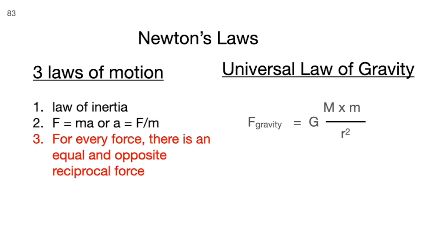The third law states that for every force there is an equal and opposite reciprocal force. Now, in the case of the interaction between the Sun and a planet, the mass of the planet is so relatively small that we will ignore its reciprocal effect on the Sun. Instead, we will assume that the Sun remains stationary, even though the combined effects of the planets do in fact cause the Sun to wobble a bit.